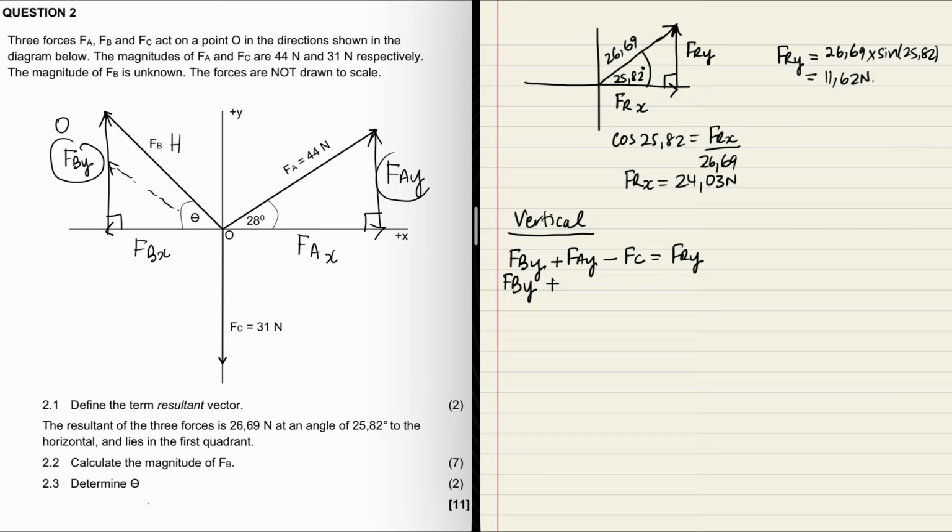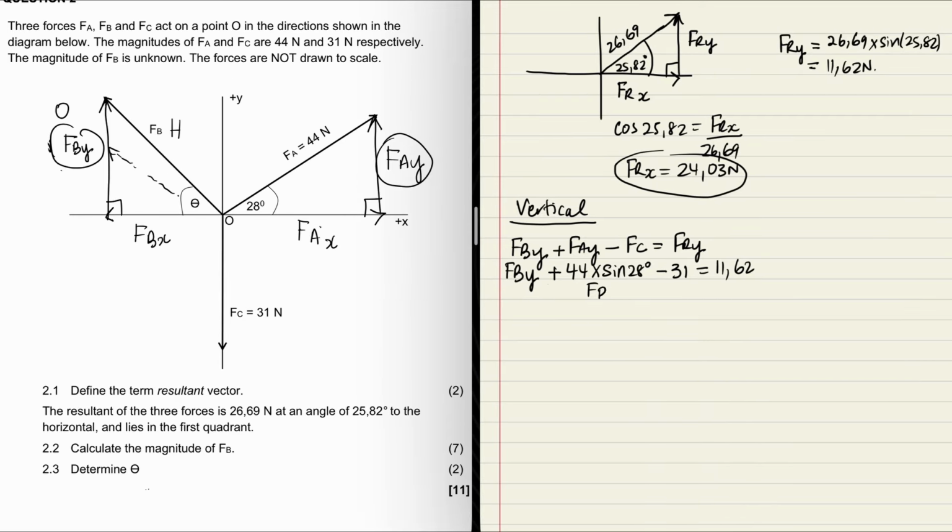I can use sine again to work out FAY. FAY is going to be 44 multiplied by sine of 28. Then minus FC, so minus 31, is equal to 11,62. That gives the FBY component equaling 21,96 newtons. So we can substitute here 21,96.